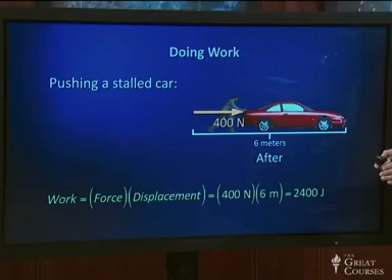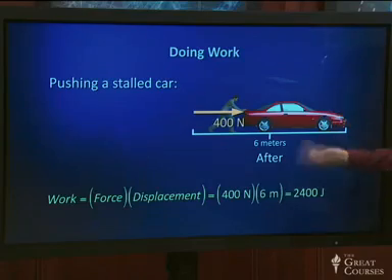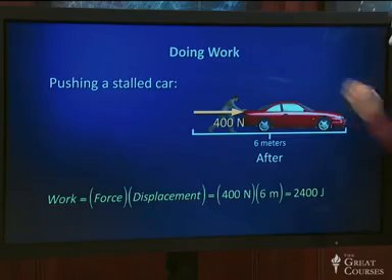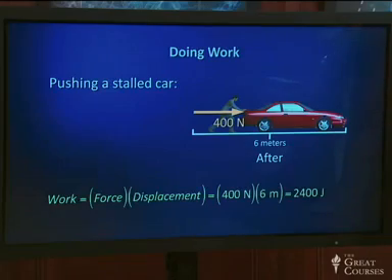Work is force times displacement. More precisely, a component of force in the direction we're moving, but in this case, they're the same. And so that's 400 newtons times 6 meters is 400 newton meters, or 2,400 joules, 2.4 kilojoules. So that's how much work this person did in pushing that stalled car 6 meters. Push the car farther with the same force, we would have done more work. Apply a greater force over the same distance, we would have done more work.